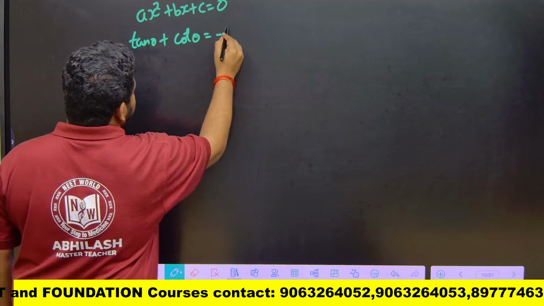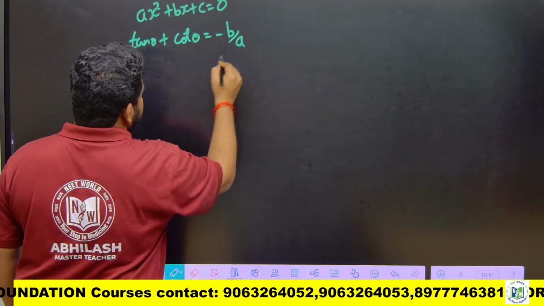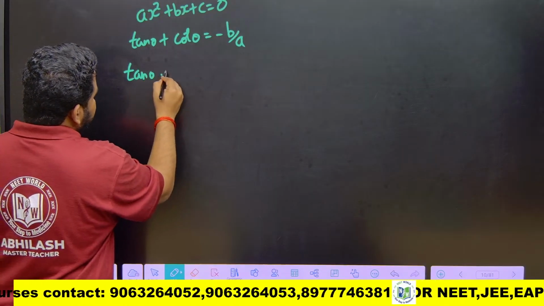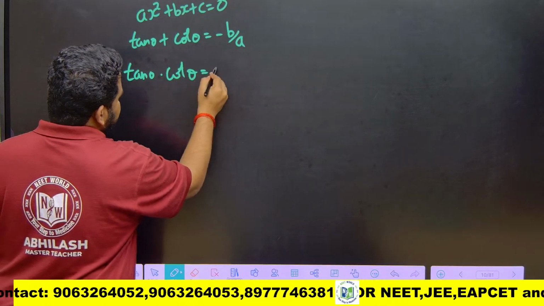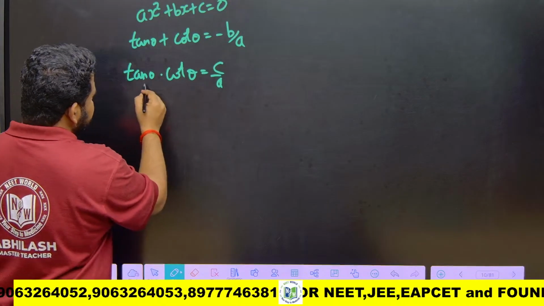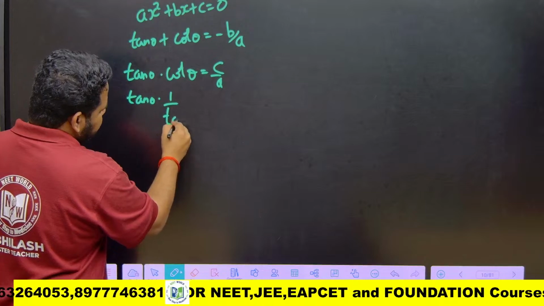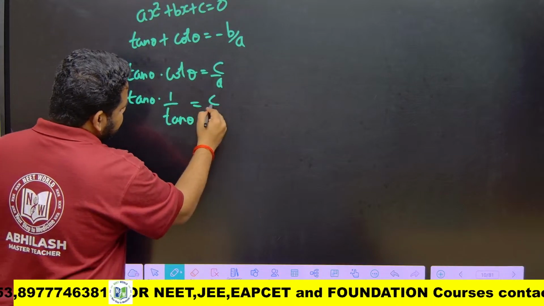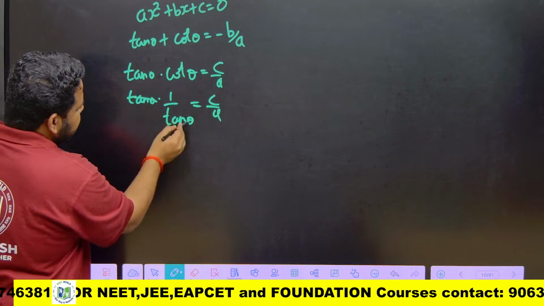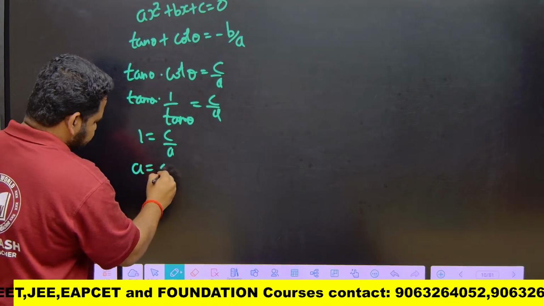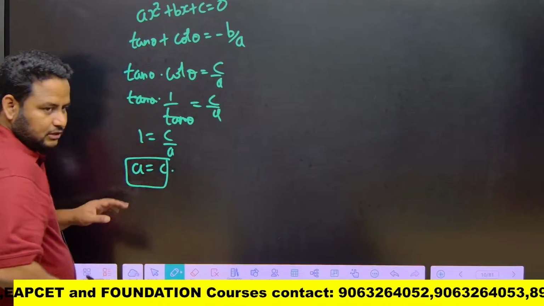Is equal to minus b by a. And what about product of the roots? Tan theta into cot theta, that is equal to c by a. So, tan theta into cot theta I can write it as what? Cot theta can be written as 1 by tan theta, that is equal to c by a. Clear? So, tan and tan cancel, I will get 1 is equal to c by a, that means what? A is equal to c. Very important result. I got it, A is equal to C.